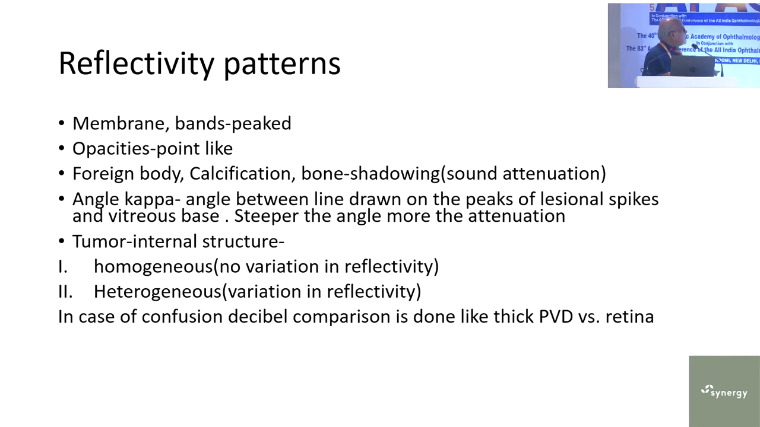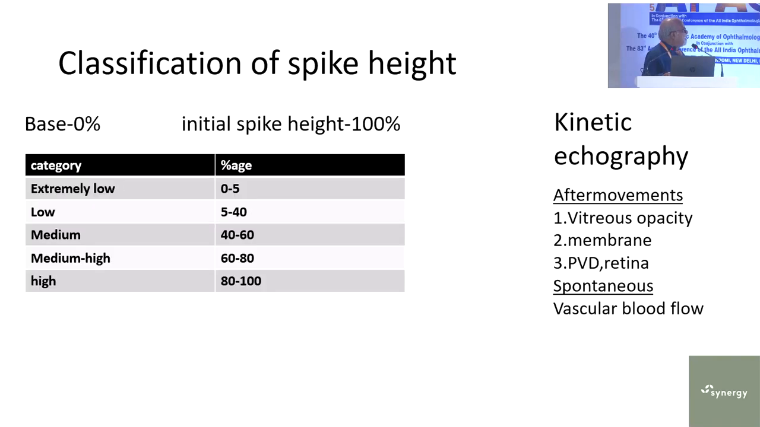Then these are various reflectivity patterns, and the important thing to remember here is that a spike strength of 80 to 100 is the highest, and 0 to 5 is extremely low. Then kinetic echography is that certain structures in the eye keep on moving whether you move the probe or not. If it is spontaneous, then it is vascular blood flow. If it is after movements, it could be vitreous opacity, membrane, PVD, or retina.